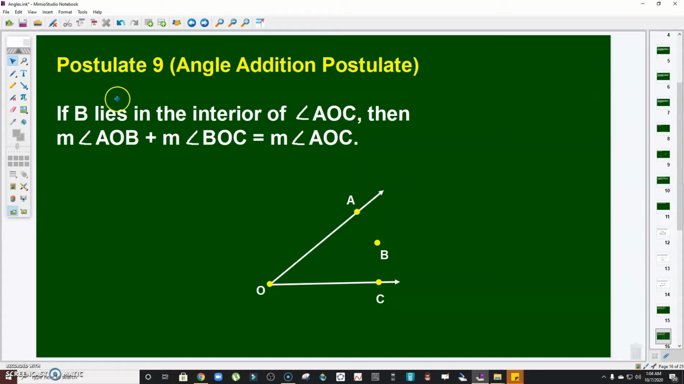If I'm going to put a line, remember in our previous postulate, any 2 points determine a line. So I can actually connect OB. What the angle addition postulate means is that since B is in the interior of AOC, AOB plus BOC is actually equal to angle AOC. Clear? That's AAP for you, or the angle addition postulate.